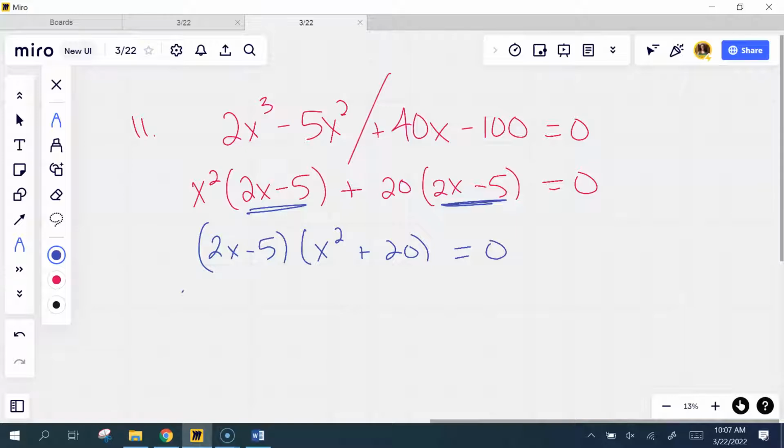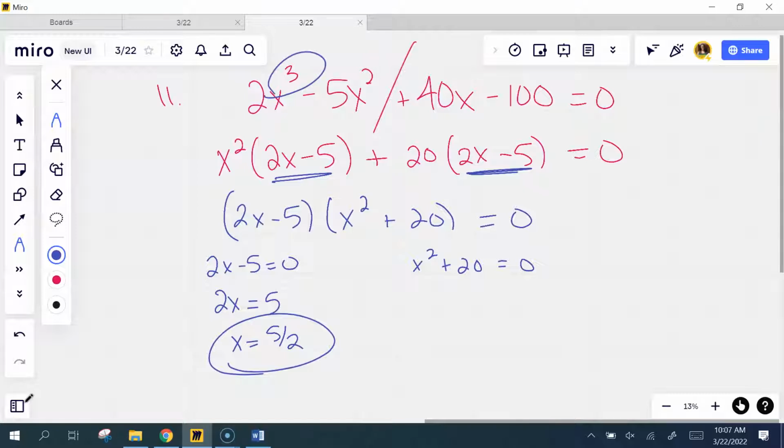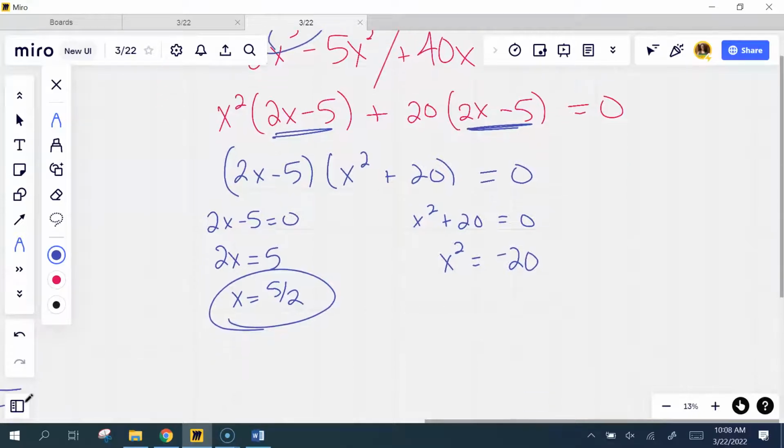So I'm going to go ahead and put each piece to 0. This is my easy solve, my linear. I get 5 over 2. There's one solution. I'm looking for a total of 3 solutions. If I move the 20 over, what do I have to do now? Square root. That's exactly right. So I've got plus or minus the square root of negative 20.